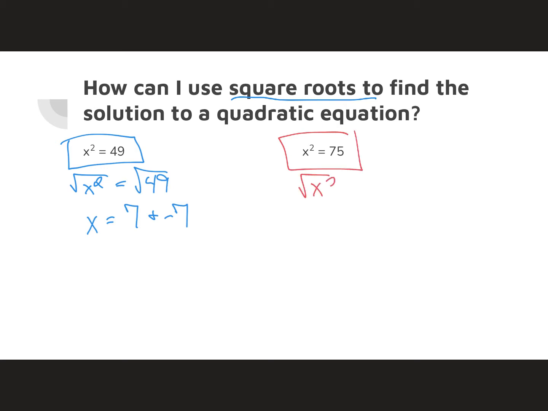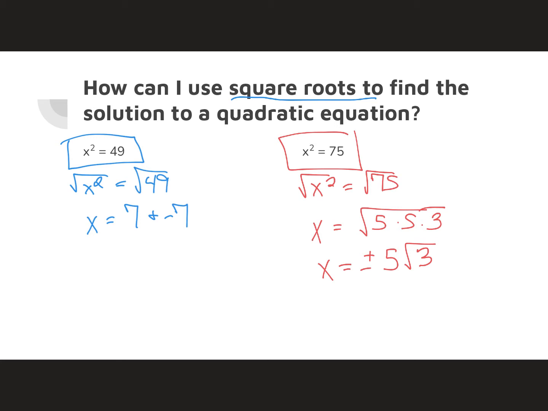The square root of x squared equals the square root of 75. Well, x squared is simply x. 75 can be rewritten as the square root of 5 times 5 times 3, if we remember what we did back in Concept 1. We can pull out our 5, so x is positive and negative 5 times the square root of 3. Remember, positive and negative.